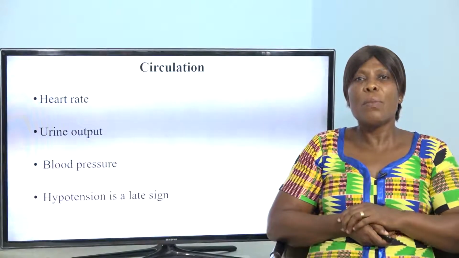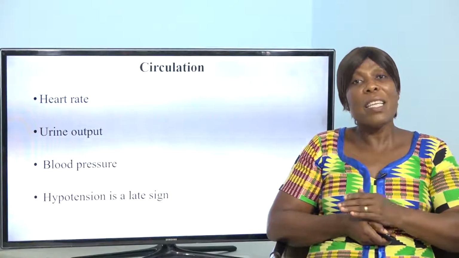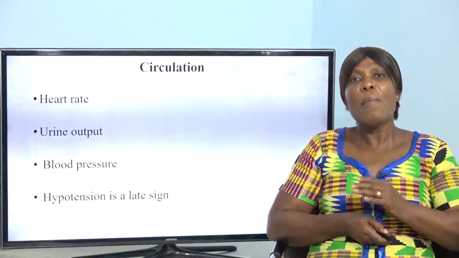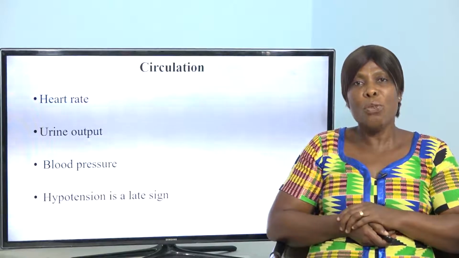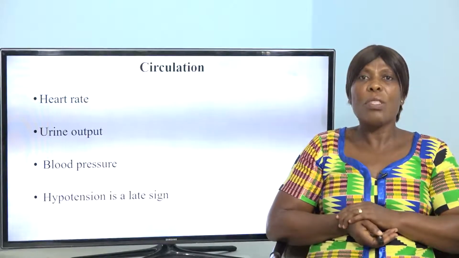With the urine output, if the blood circulating in the system is enough, the baby will be able to form urine, and then the urine output will be good.